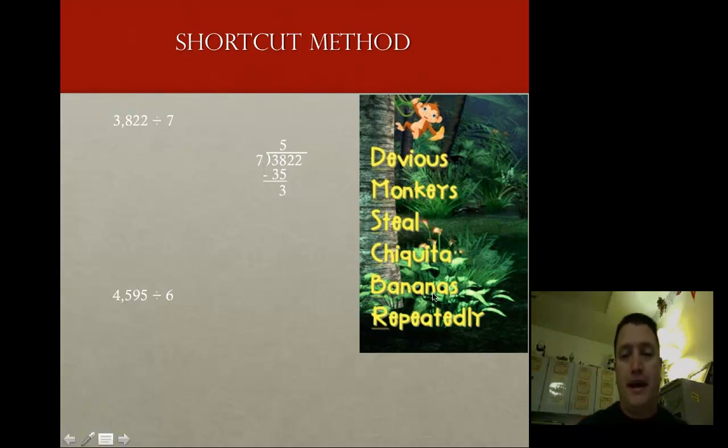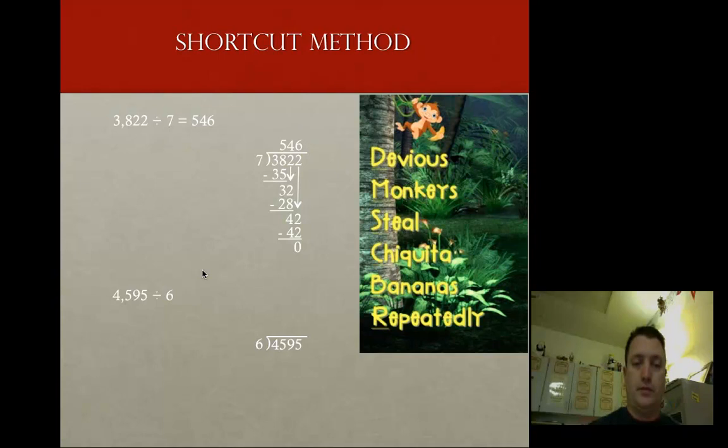Now it says bananas, which means bring down the next number, so I'm going to bring down the 2. By bringing down the 2, now I'm going to check: 7 goes into 32 how many times? Well, it goes in there 4 times. So that's going to be 28. I subtract, I get 4. Check again. Yep, 4 is smaller than 7, good to go. Bring down the next number, which is a 2, and I figure out that 7 goes into 42 6 times, subtract, and I get 0, and my answer is sitting right here on top at 546, and I'm good to go. Let's take a look at the next one.